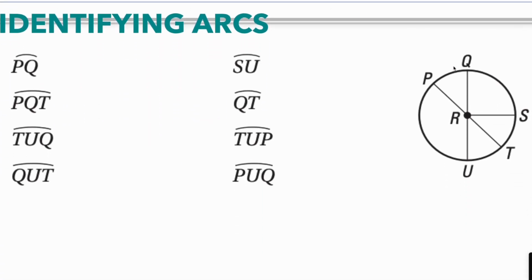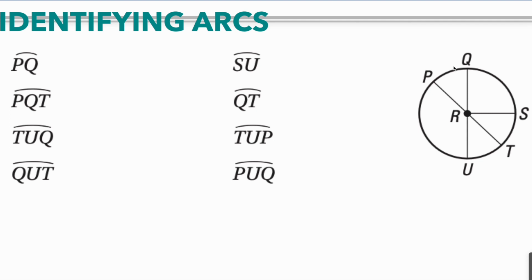So for example, we are going to identify these arcs. This is saying to go from P straight to Q. So go from P to Q, it is going to be a minor arc, because it is clearly less than 180 degrees.